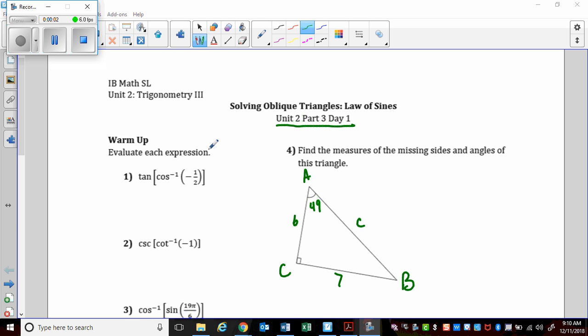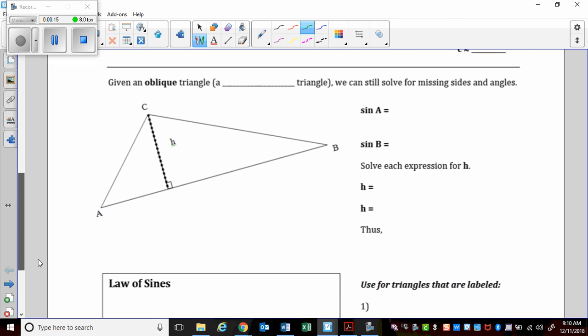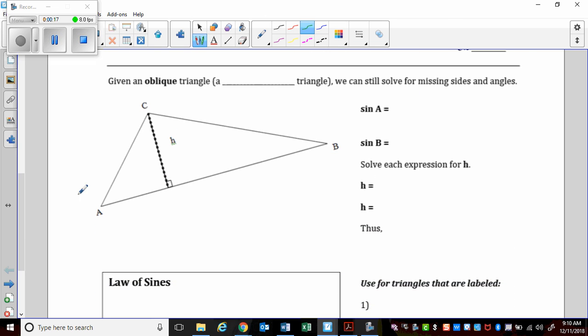Good morning. This is the first day of the last part of trig, the third part of trig. So this is the warm-up. It says, given an oblique triangle, which is a triangle that is not a right triangle, a non-right triangle, we can still solve for the missing sides and angles.